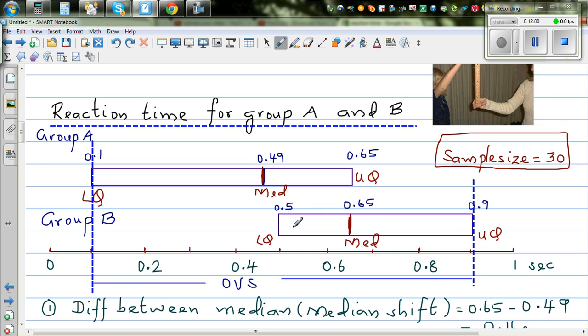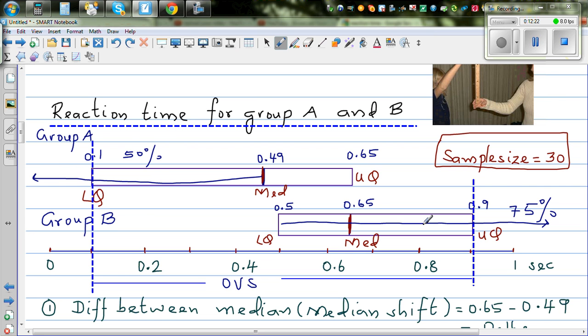That means more than 75%. If you consider the data to the right of the lower quartile, this is 75% of the data, and to the left of the median, you've got 50% of the data. Though we can say that more than 75% of group B has greater reaction time than 50% of the reaction time of group A.